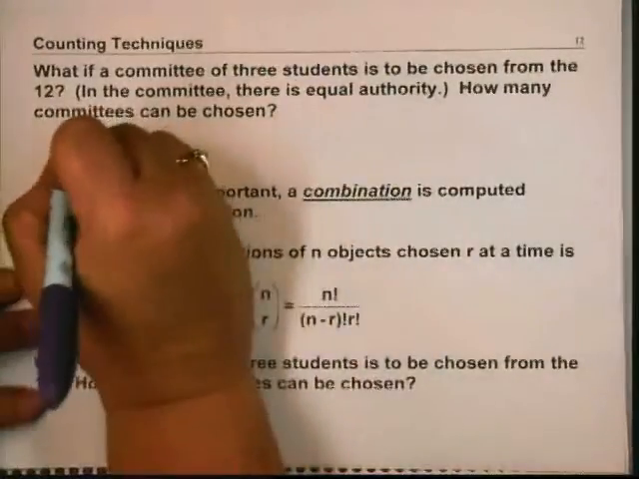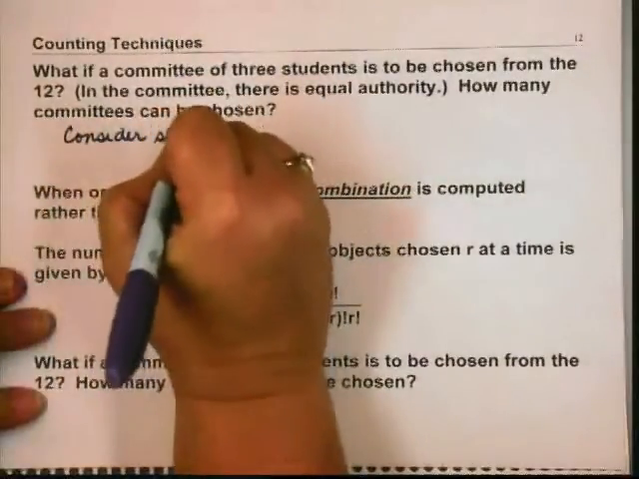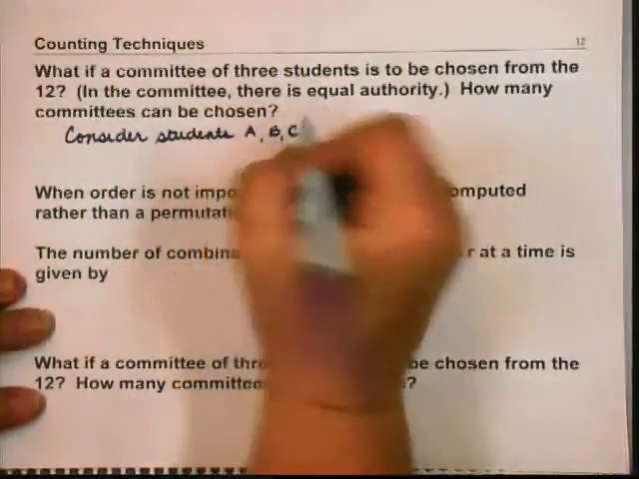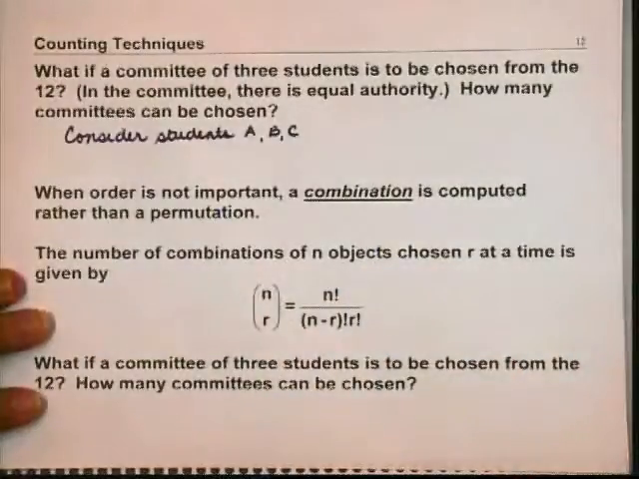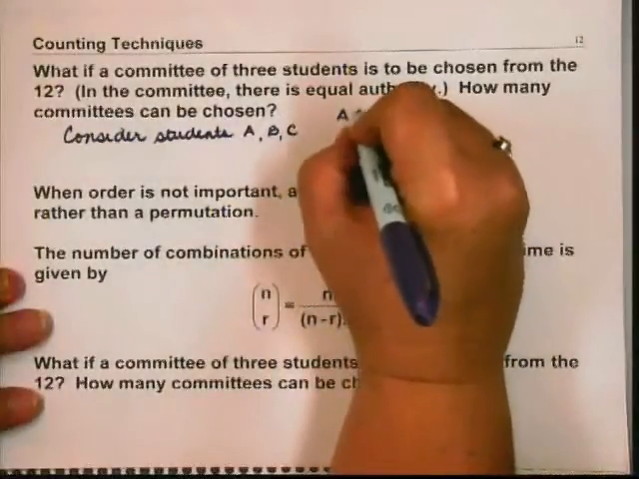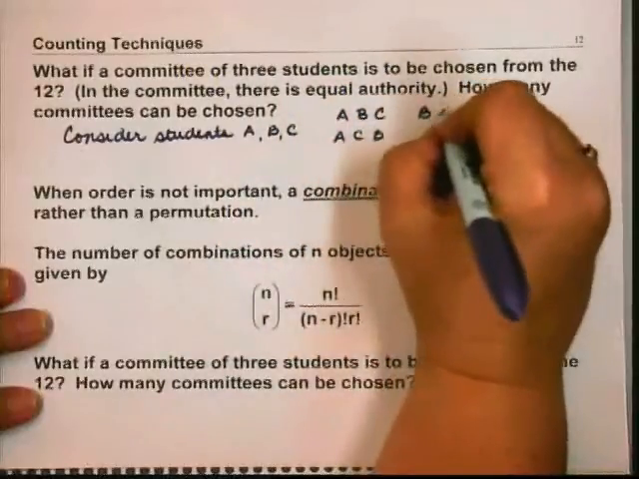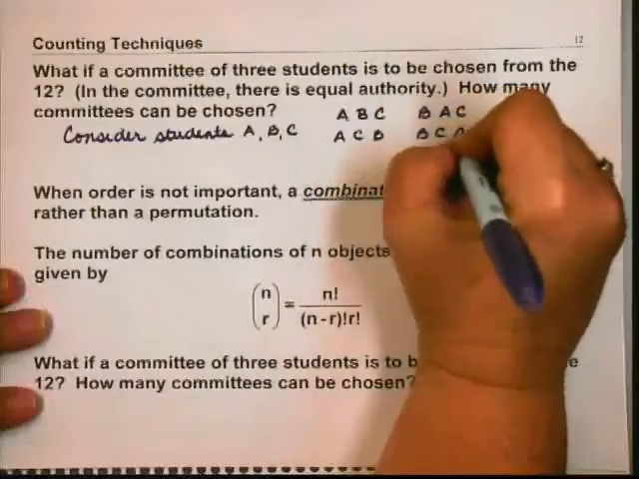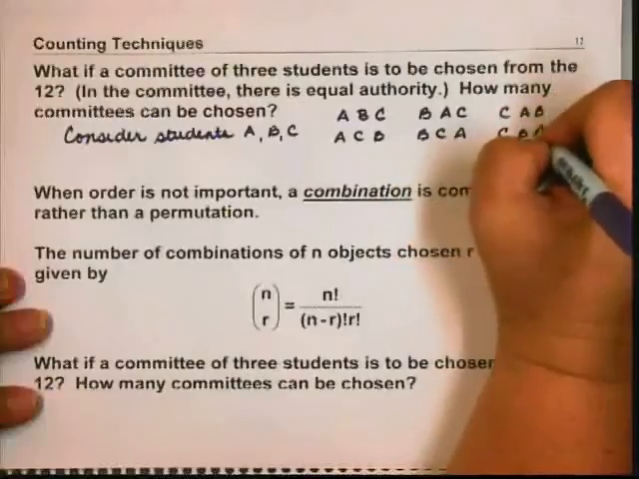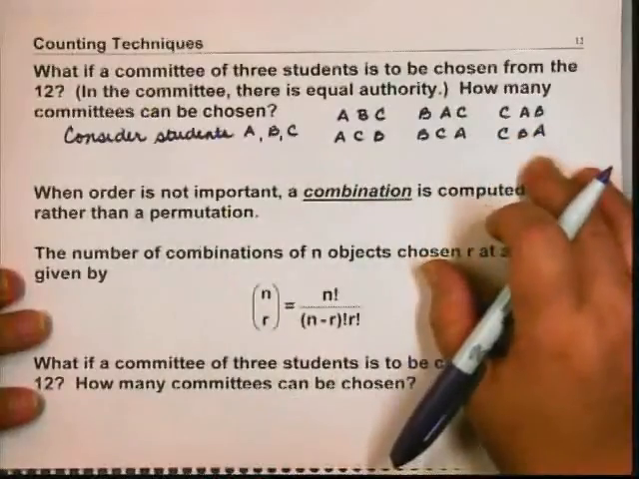All right, so let's just consider 3 students in this group. So let's consider students A, B, C in this 12. Okay, so in terms of slates of officers, if A is president, B is vice president, C is secretary-treasurer, then we have ABC, ACB, BAC, BCA, CAB, CBA. All right, so for these 3 officers, there are 6 different slates we could have as officers.